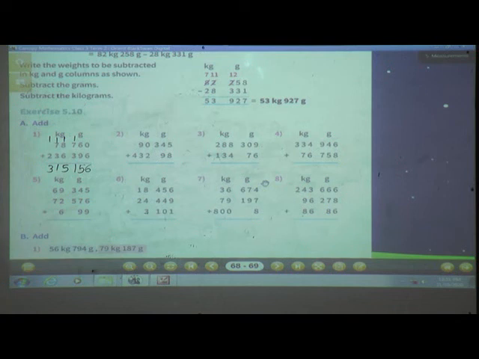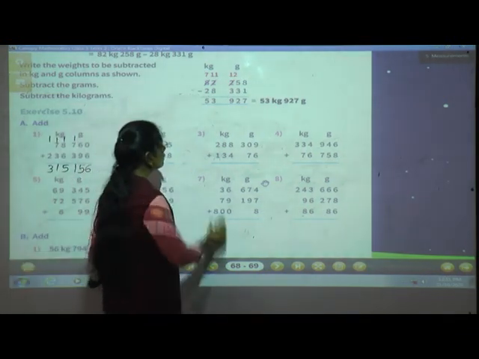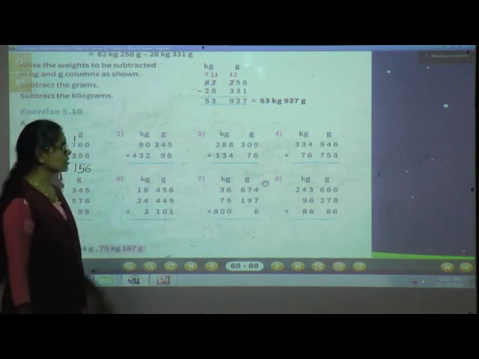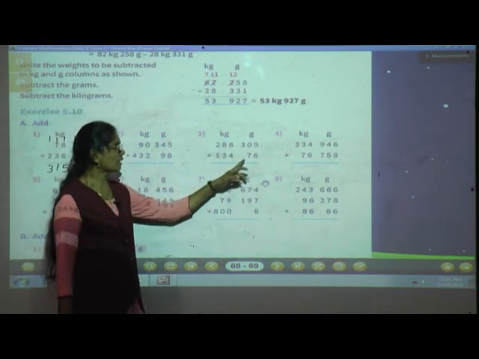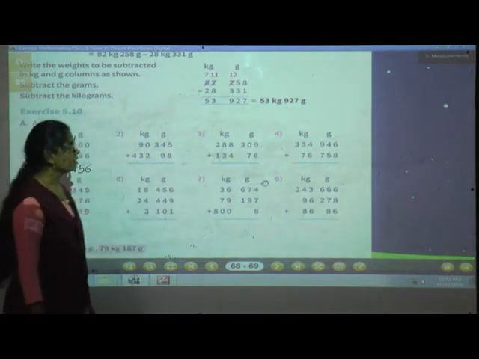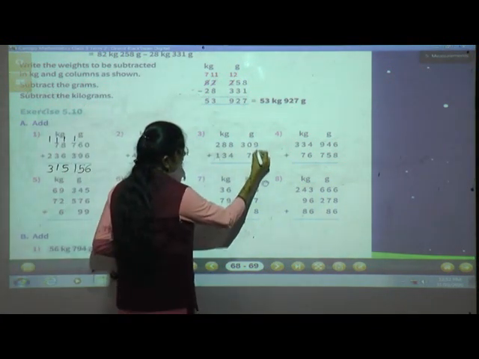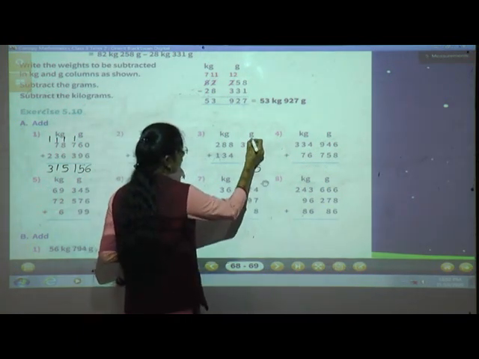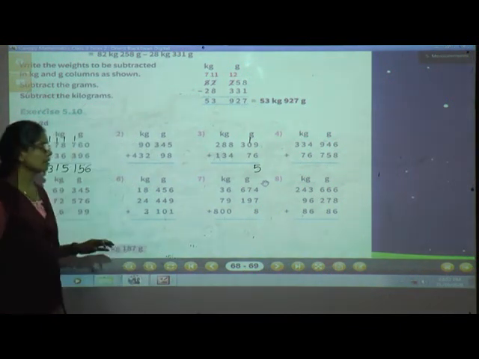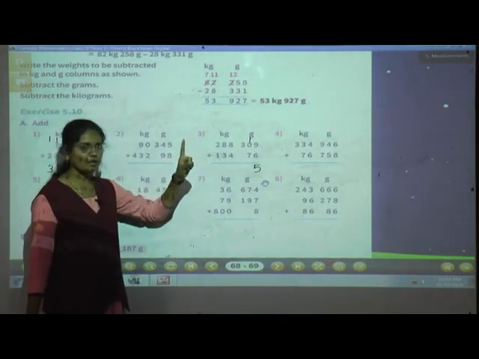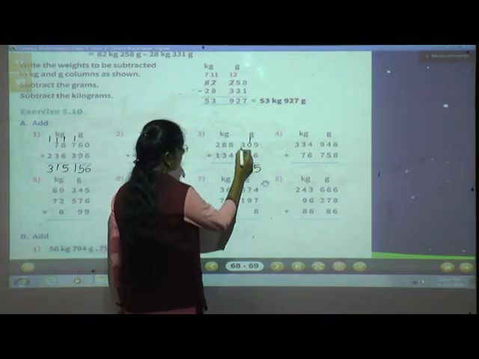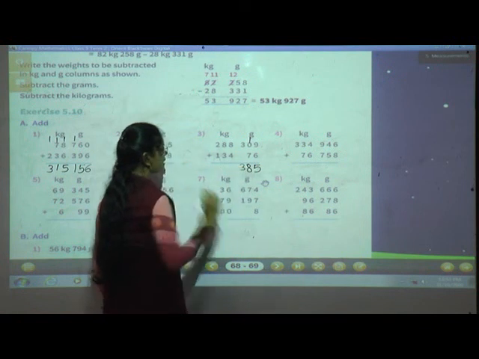Understood? Okay. Now see the next example, this third one. 288 kilogram and 309 grams plus 134 kilogram 76 gram. Start from the grams. Here 9 plus 6, 15. So write here 5 and give 1 carry. Then 1 plus 0, 1, 1 plus 7, 8. Then here 3 is there, so write here 3 as it is.